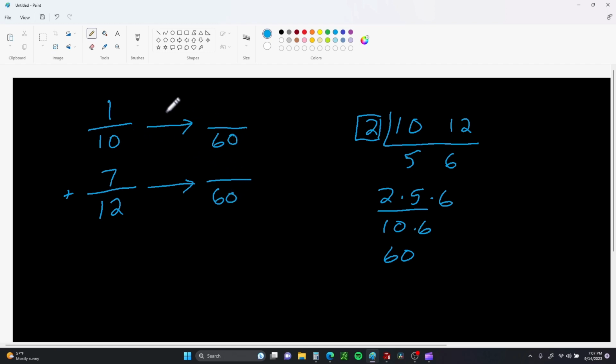Well, going from 10 to 60 is times 6, so my new numerator is 6. And to go from 12 to 60 is times 5, so my new numerator is 35. I add these two together and I get 41 over 60. 41 is a prime number, so I'm actually done. And that's an example of what we would use this for.